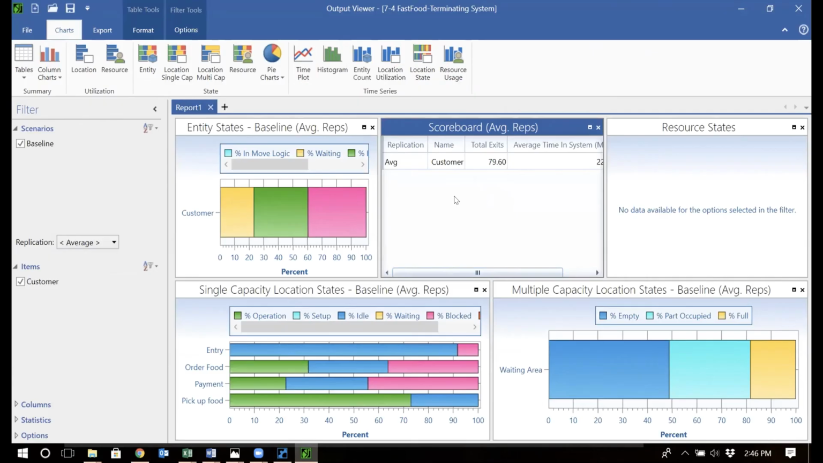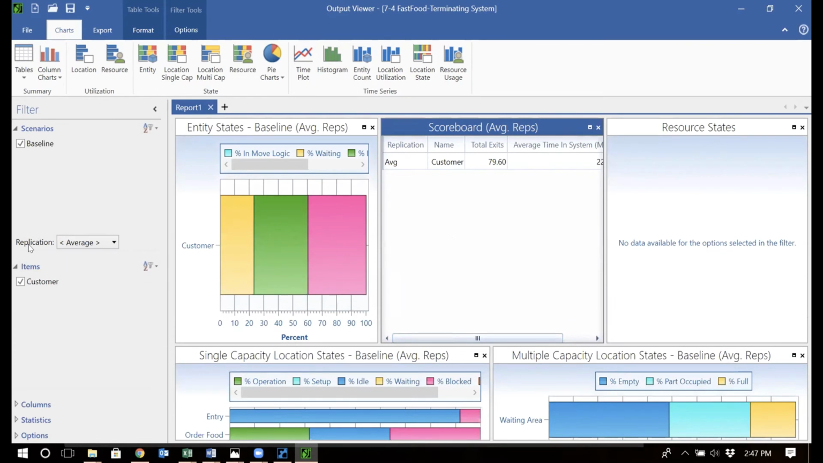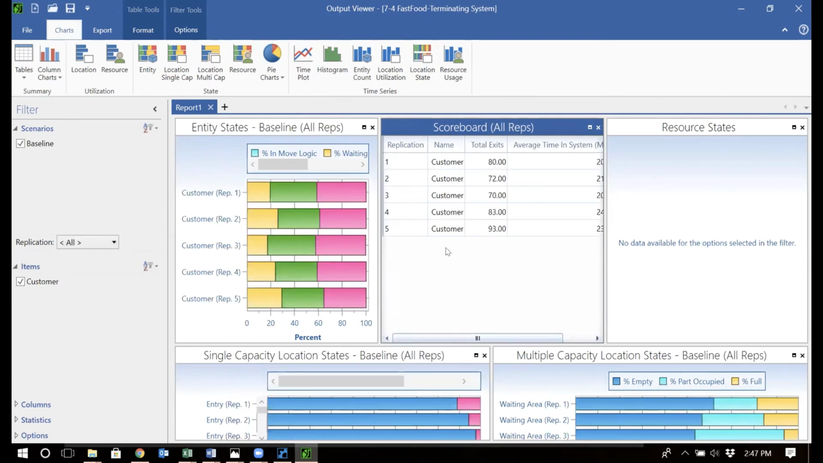Let's see the results. Maybe you didn't pay attention much, but previously when we would run the system, which by default was 1 replication, here you would see replication 1. But now you see average. Let's see what that is. I want you to come here on the left, you see replications, and instead of average, pick all. Now I see the result of all replications. I have run the simulation for 5 replications, and I see the result of all 5 replications separately.